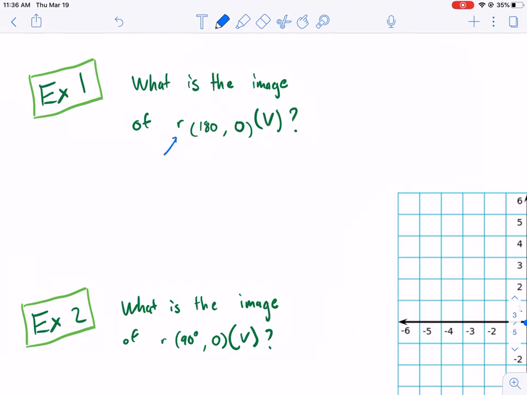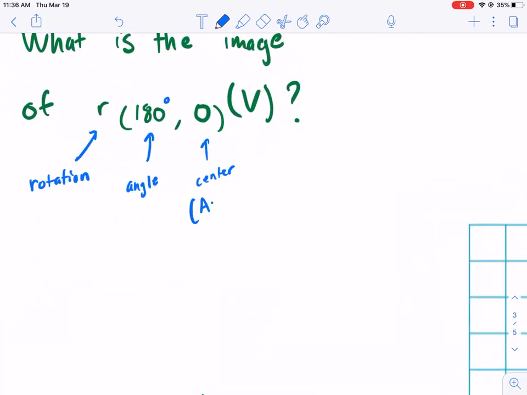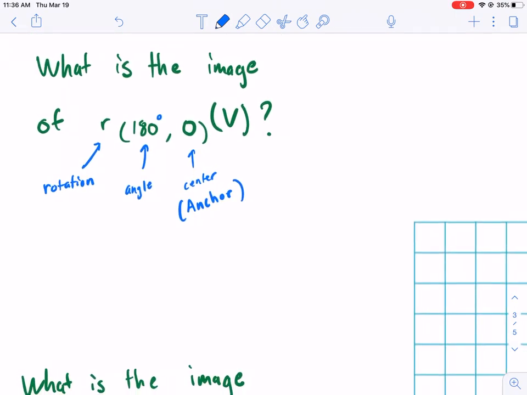So this R stands for rotation. So we know we're going to have a rigid transformation. We're going to be rotating, but now we need to know how much. So this is our angle of rotation. So we know we're going to be rotating at 180 degrees. This is our center of rotation. And I like to think of this as the anchor. So it's going to be anchored here as it rotates. And I'll show you what I mean about that once we get to the diagram.